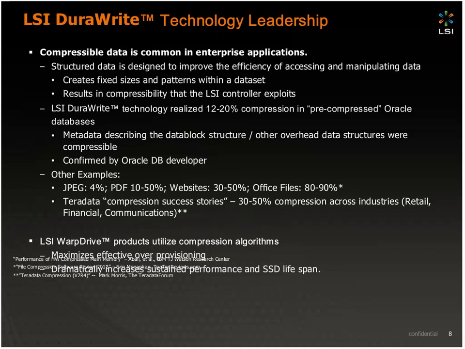DuraWrite is a compression technology that actually saves on the wear and tear of the flash. It compresses the data so you don't write as much data to flash. And DuraWrite actually realizes 12 to 20% compression in an Oracle database. And some of the other compression stats are JPEGs at 4%, websites 30 to 50%, and Office files like Excel and Word up to 90%.